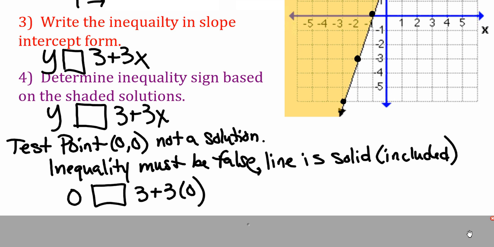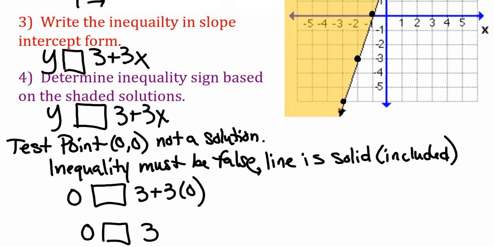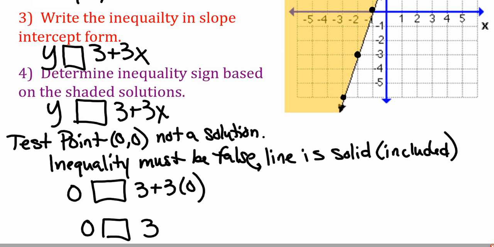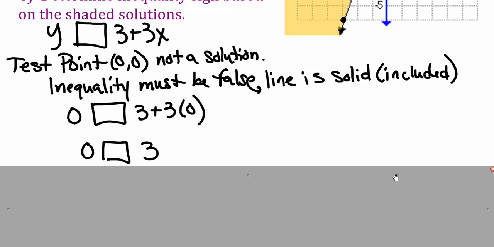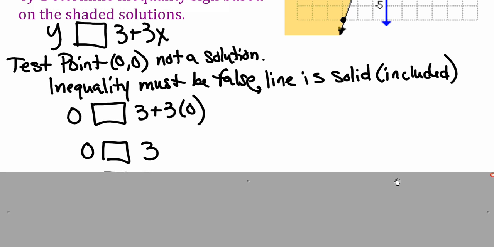So we put 0, 0 in. Let's see what happens. We simplify it, 0 something 3. And again, when we fill this in, it needs to be false. Well, we know in actuality, 0 is less than 3. So what kind of symbol would we need to make that false? Greater than.